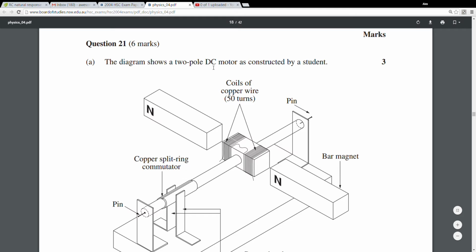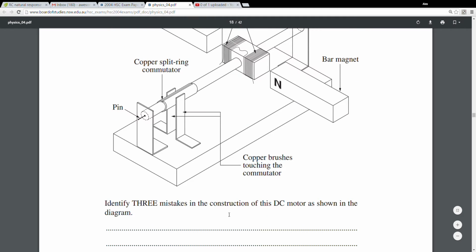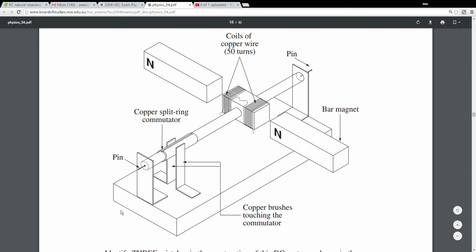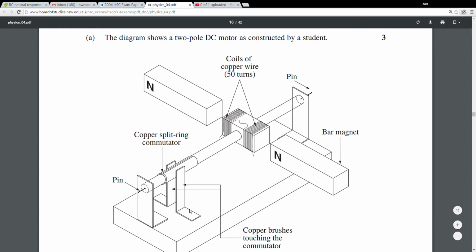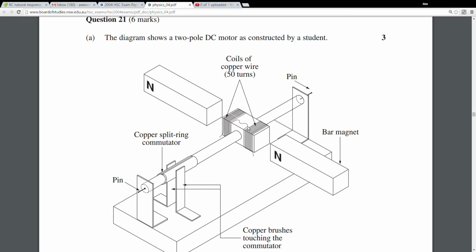Diagram shows a 2-pole DC motor as constructed by a student. There's 3 mistakes with it. Identify them. Alright, so first thing, no power supply. Second thing, coils aren't attached to the commutator. Third thing, the coil doesn't look like it's in the right starting position. And maybe just a fourth thing, just to make sure. The way it's structured here, it looks like the coils are going to be going in opposite directions because of this wire here.